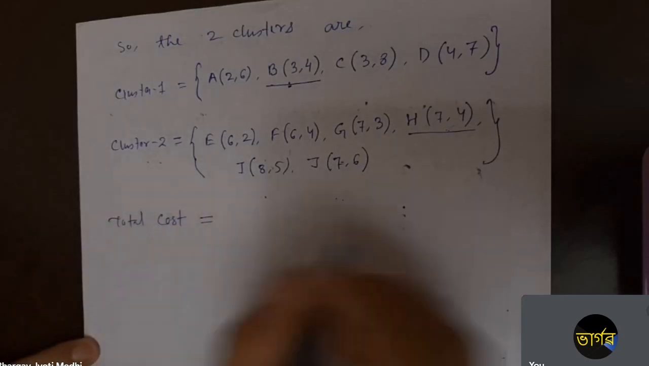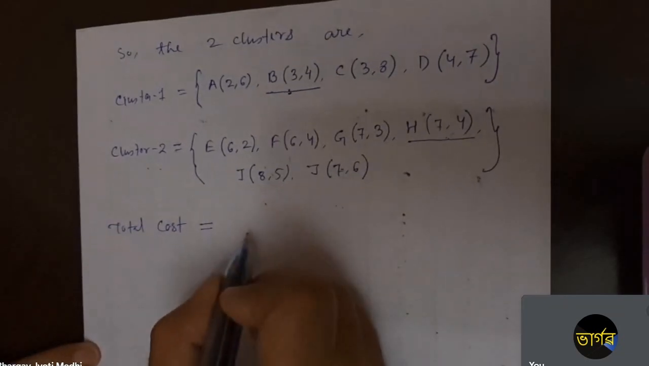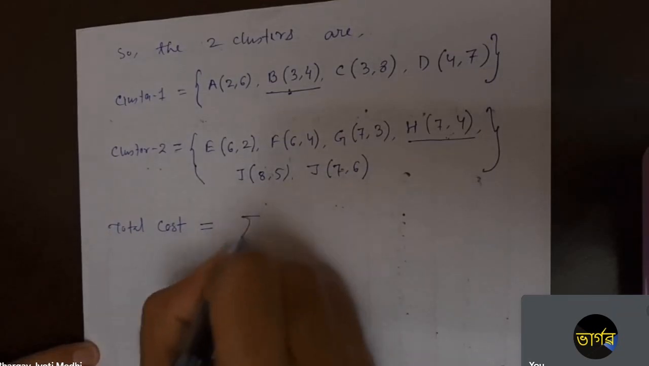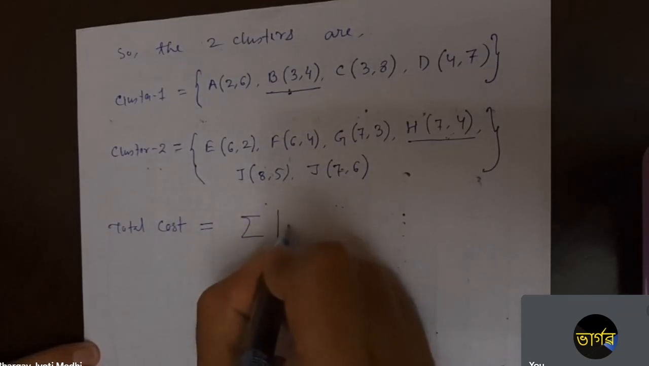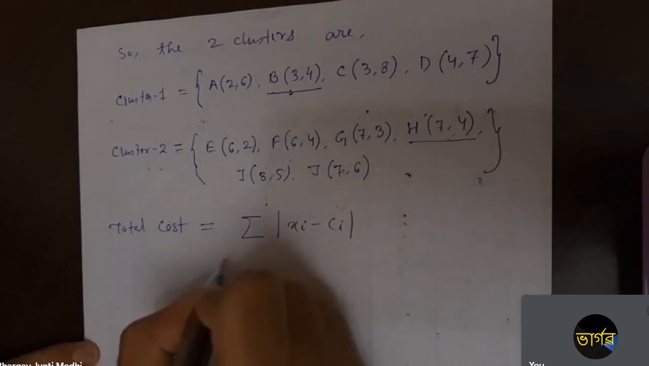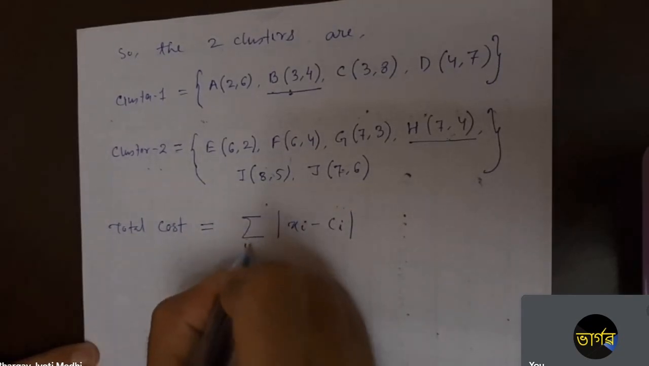It is just the summation of xi minus ci from 1 to k. This is the formula, you don't have to remember actually.